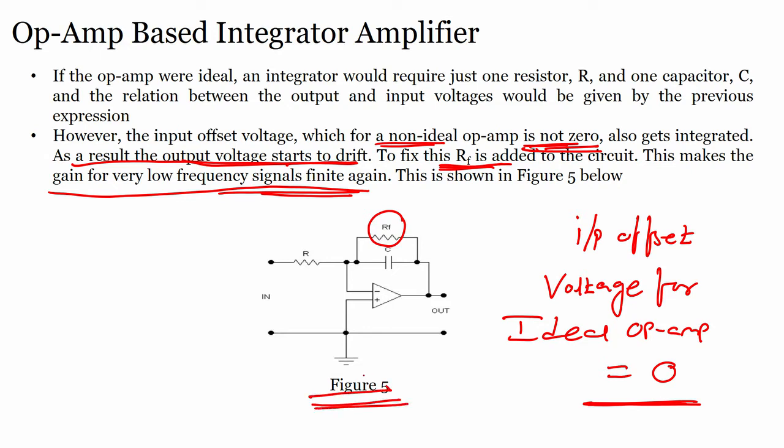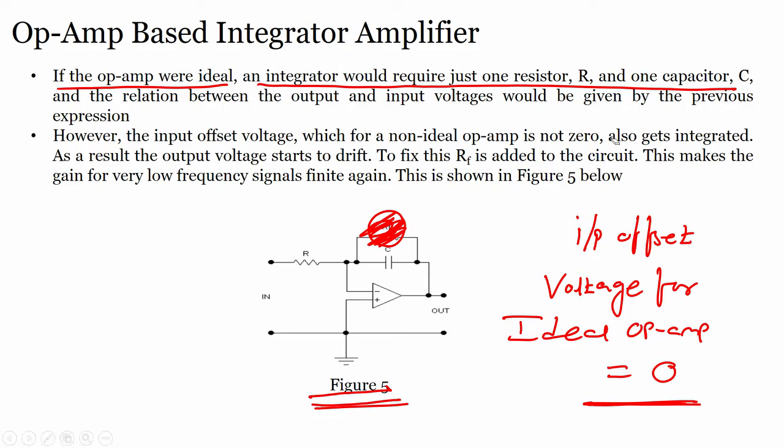So, let us see once again what we have been discussing. In the case of the integrator, there is only a capacitor in the feedback and there is a resistor at the input. If the op amp is ideal, then an integrator would require just one R and one C, all right. But in reality, the op amp is not ideal, and then the input offset voltage would not be equal to 0. When it is not equal to 0, your output voltage would start to drift, right.